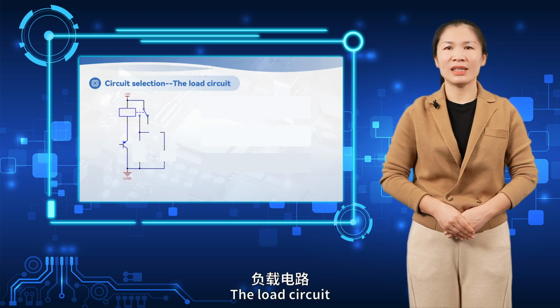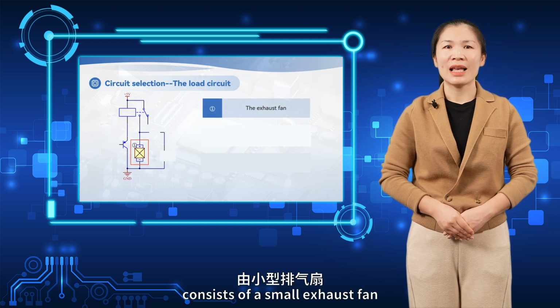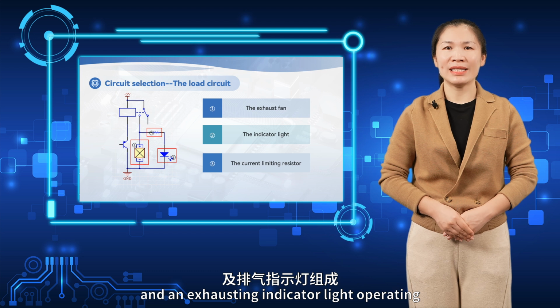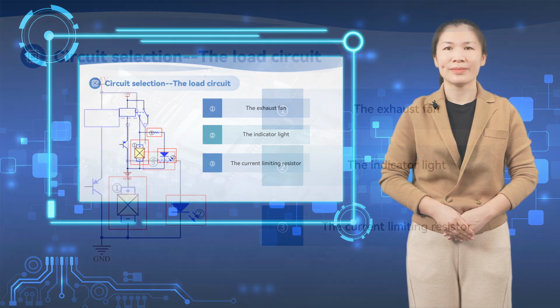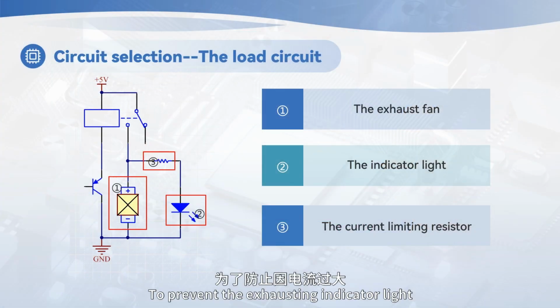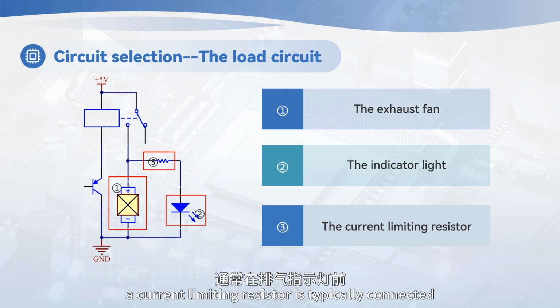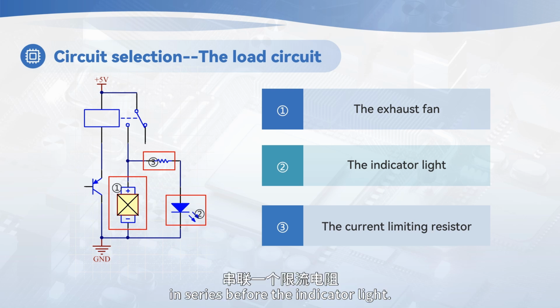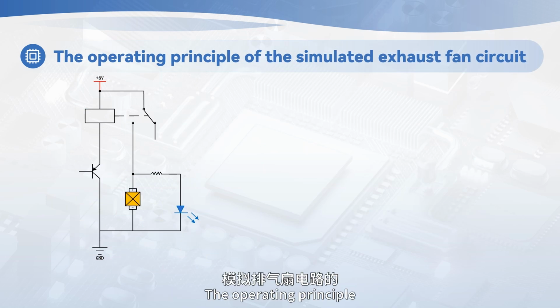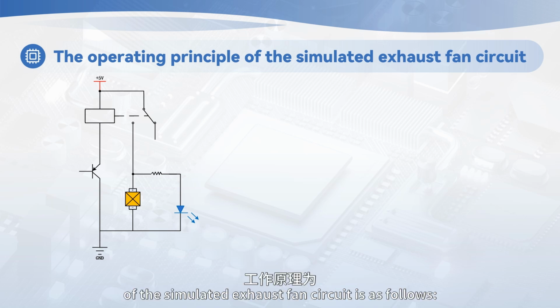The load circuit consists of a small exhaust fan and an exhausting indicator light operating in parallel. To prevent the exhausting indicator light from being damaged by excessive current, a current-limiting resistor is typically connected in series before the indicator light. The operating principle of the simulated exhaust fan circuit is as follows.